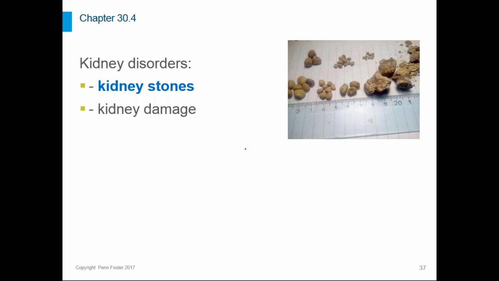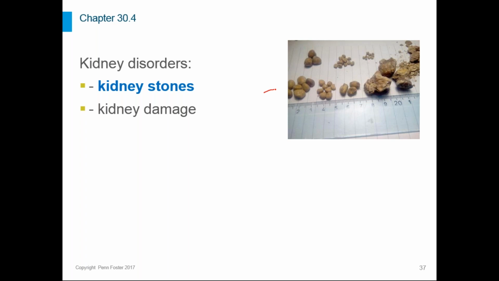And then our last section here is about diseases and disorders of the kidneys. So you have kidney stones. Kidney stones form when minerals or salts in the urine crystallize and build into stones that look like this. They can actually get pretty big.